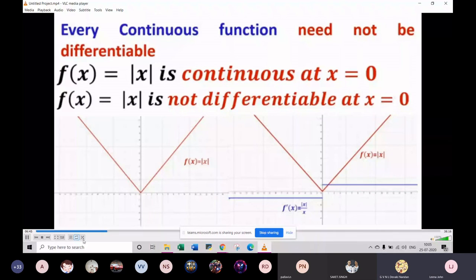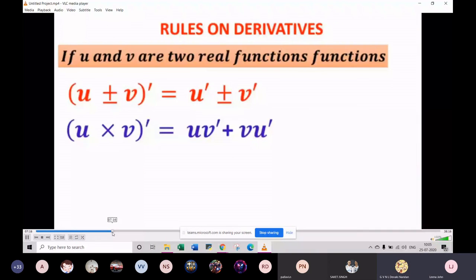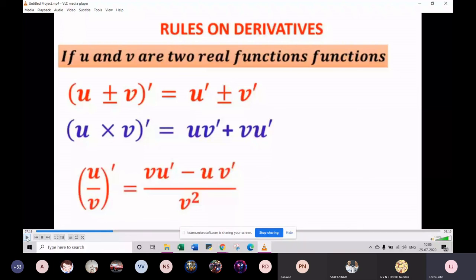Next, last year what we have studied, all these rules of derivative, just a quick revision only. (u plus or minus v) dash, u dash means the derivative, it is u dash plus or minus v dash. (u into v) dash, that is the product rule. You have studied first function into derivative of the second plus second into derivative of the first. Then you have studied (u by v) dash. It is v into u dash minus u into v dash by v square. Write this fast.